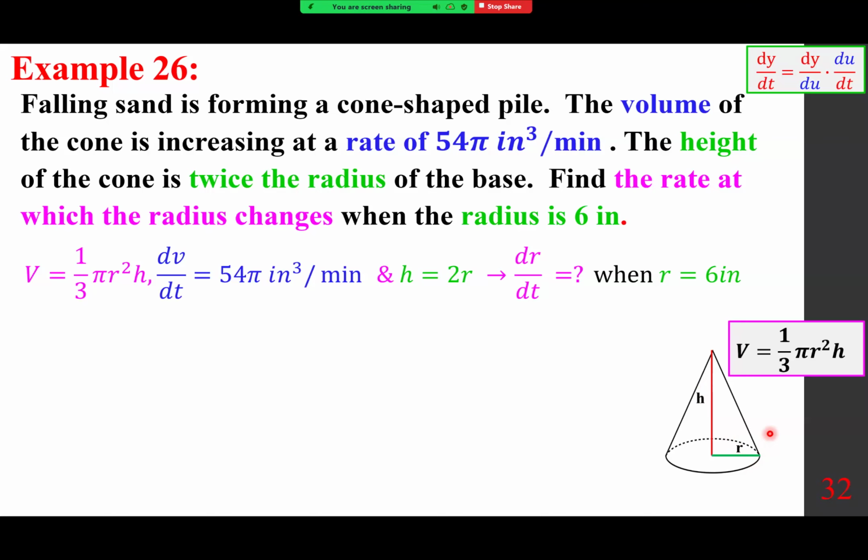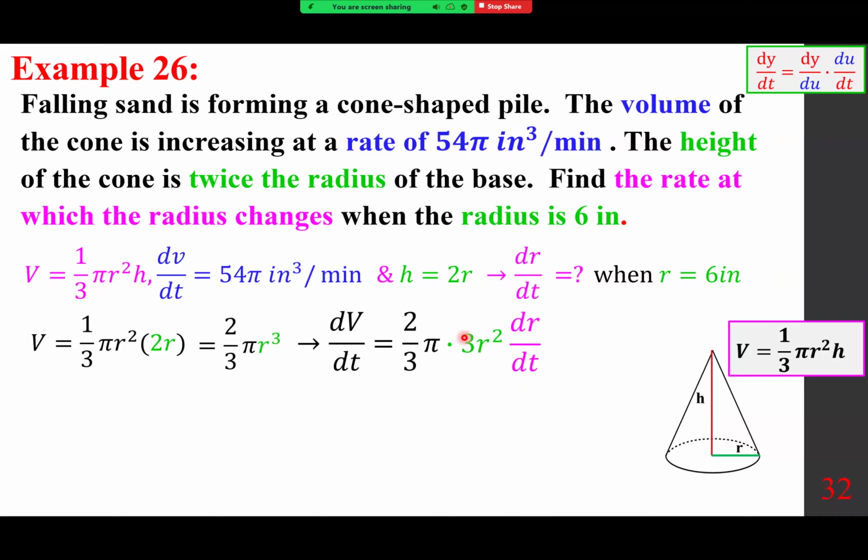Now, because we are interested in dr/dt, and this has two variables, r and h, we're going to get rid of the h and replace it with 2r. If we were interested in dh/dt, we would get rid of the r, which is h over 2. So for now, h is 2r, which is elementary algebra. Now we find dV/dt, and dV/dt is 2/3 pi times, now r cubed gives us 3r squared dr/dt. This number 3 cancels out this, and it gives us 2 pi r squared dr/dt.